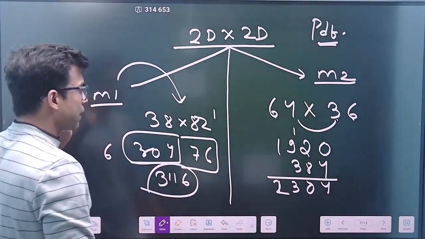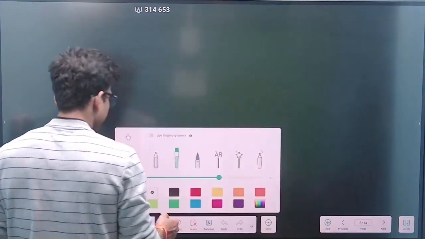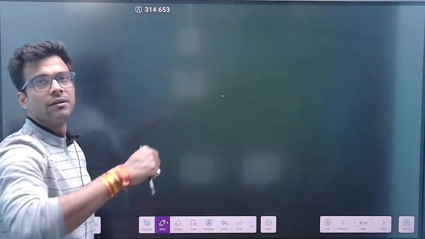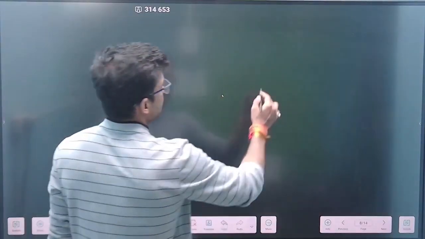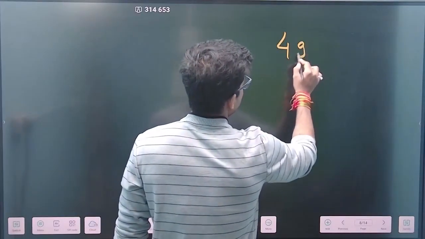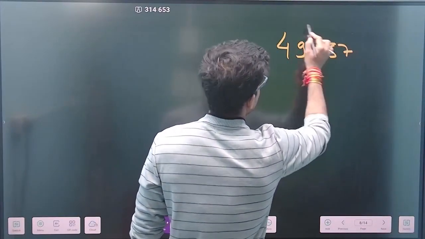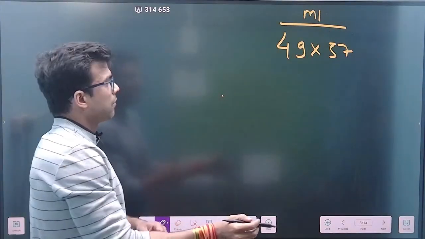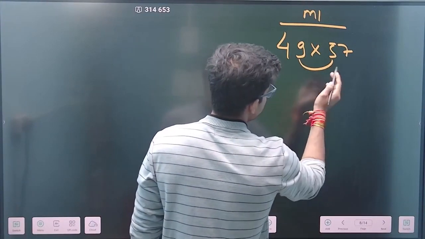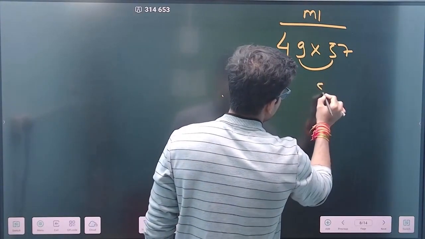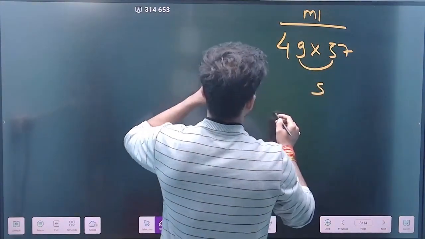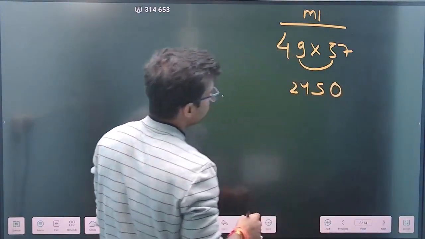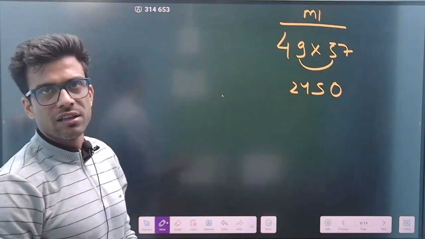Let me take one more example for a clear vision. Suppose I take the number 49 into 57. 49 multiplied with 57. Let's solve with method 1. What is method 1? Multiply this number: 7 9s are 63. Put 3, 6 carry. 7 4s are 28, plus 6 is 34. I hope this is clear.